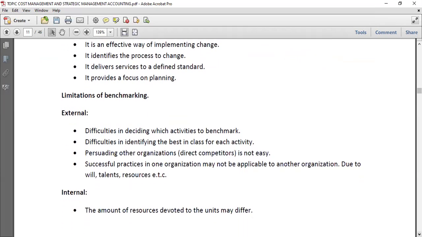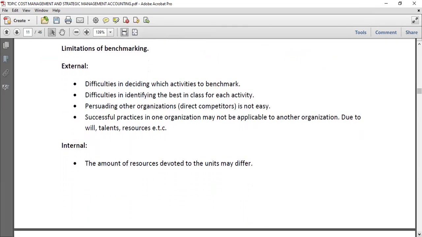So we also have limitations to it. Of course, you cannot just copy somebody's way of doing things, especially for external organizations that we are benchmarking. It's difficult accessing some of the information. We also may have difficulties in deciding which activities to benchmark, by the way, okay? Because you cannot benchmark everything. Difficulties in identifying the best in class of each activity. You may also fail to find whom really to benchmark with, okay? Because remember, the benchmarking process says you must benchmark yourself with the best, okay?